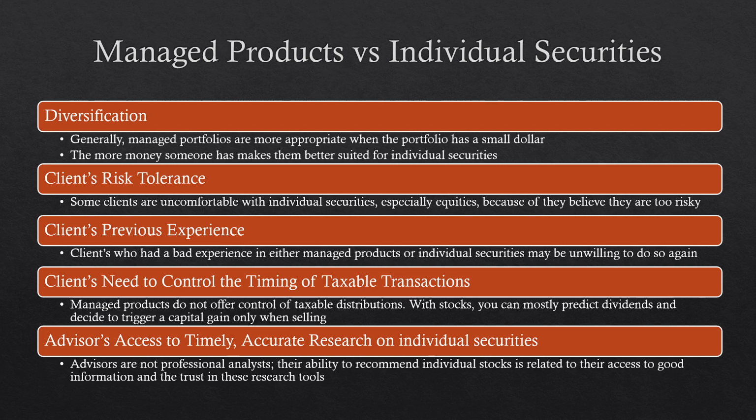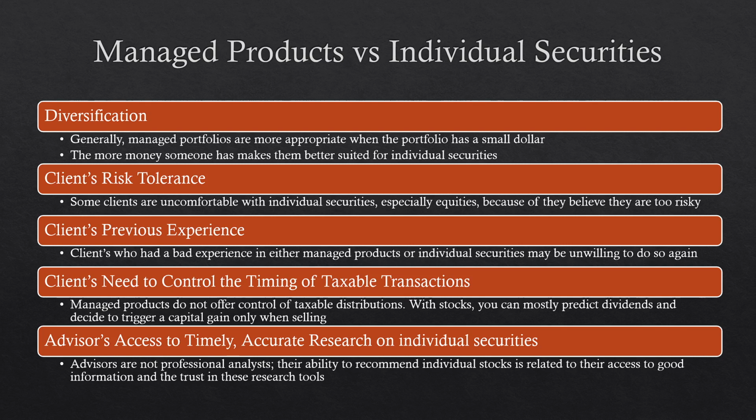Also, clients' previous experience does play a factor. Clients who have had a bad experience in either managed portfolios or individual securities may be unwilling to do so again. Clients may also need to control the timing of taxable transactions. That's another reason managed products can be a poor fit, as they do not offer control of taxable distributions. Usually they just pay out distributions, which could be monthly or annually. At the end of the year, they'll send out their tax slips, and you don't really know how much the distribution was. It's sort of up to them.